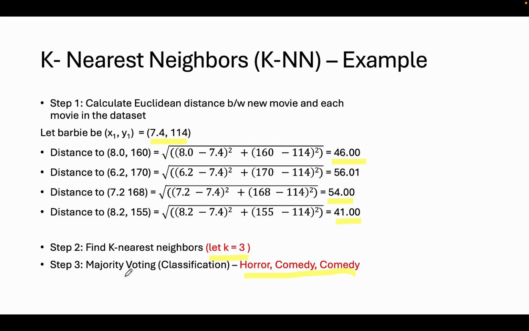So now the third step is to do majority voting based classification. When we do this, we can see that we have 2 movies from the comedy genre and 1 from the horror, meaning that this has more weight compared to this category, right? So the Barbie movie would also belong to the comedy genre. So this is how k-nearest neighbor works.